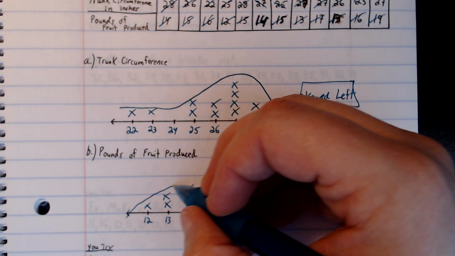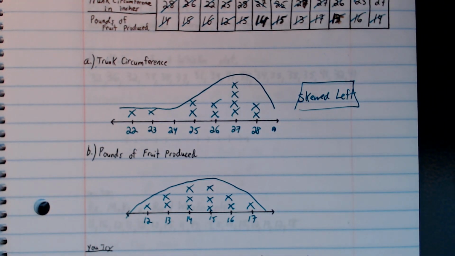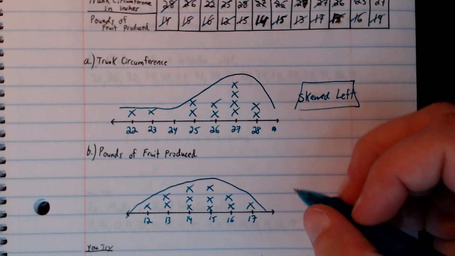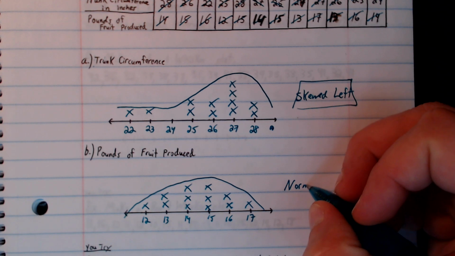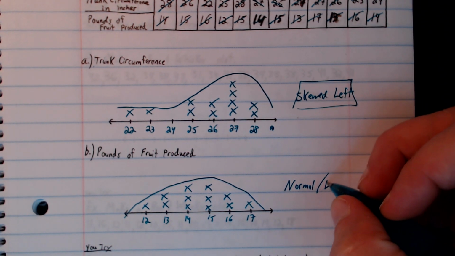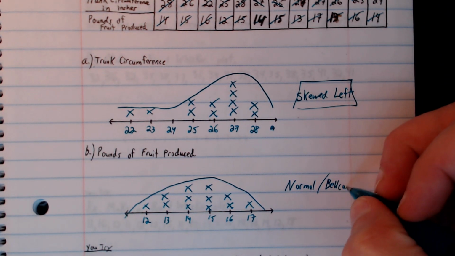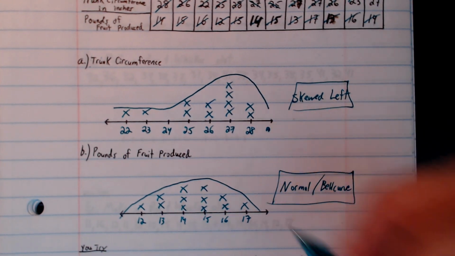This is perfect on both sides. That looks like a mound. To me, I would call this a normal or bell curve distribution.